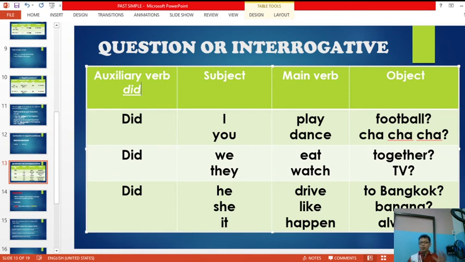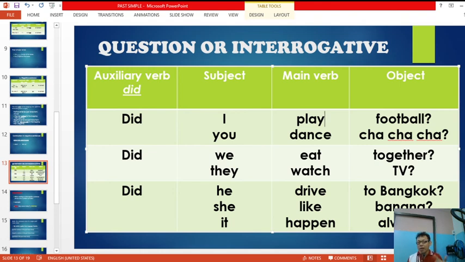So you start with did to make a question. You say, did I? So the subject, they just interchange the subject and auxiliary verb did. So did I? And then again, the main verb, you use the original verb, not the past tense. You don't say, did I played? No, wrong. It's did I play football? Did I dance cha-cha-cha? Okay? So it's the same thing. Look at that. Did I play football? Did you dance cha-cha-cha? Did we eat together?